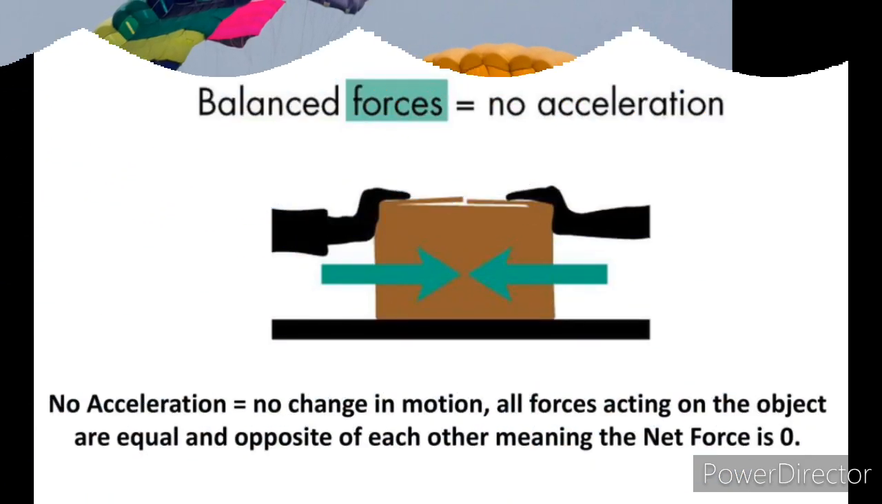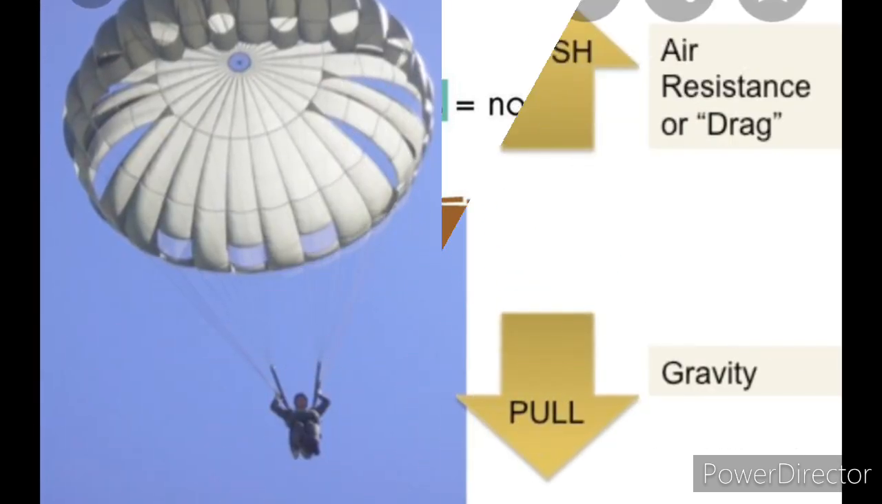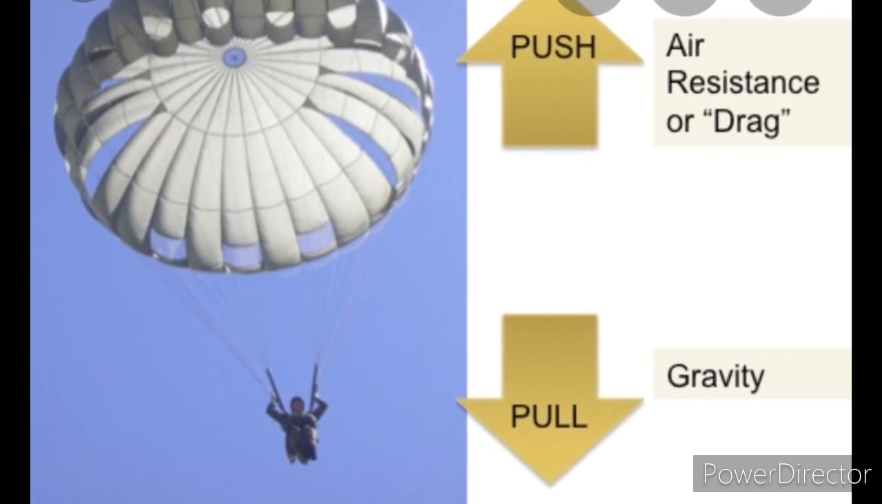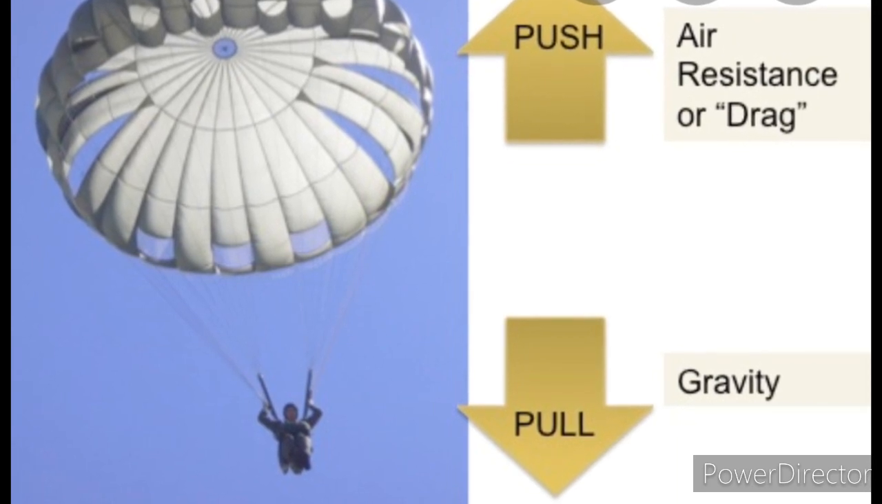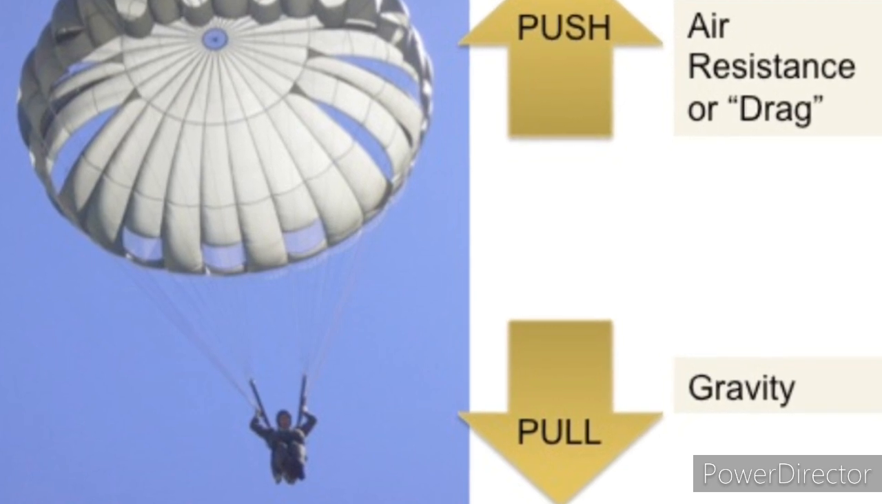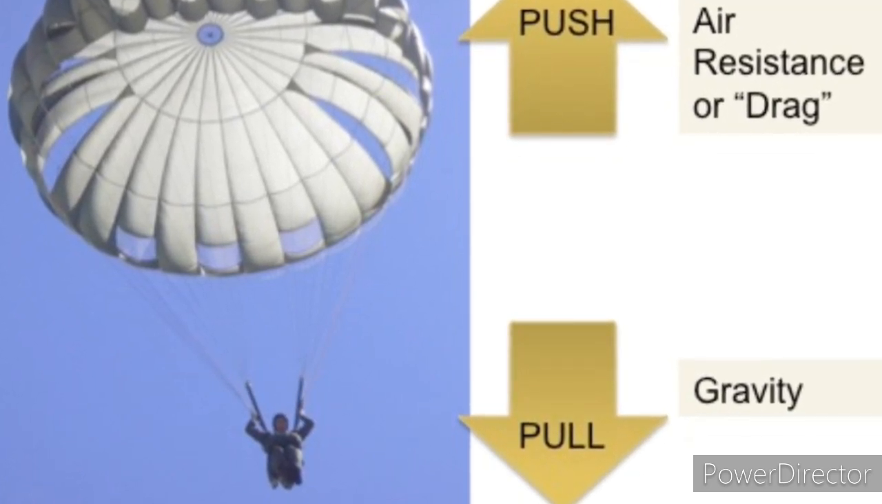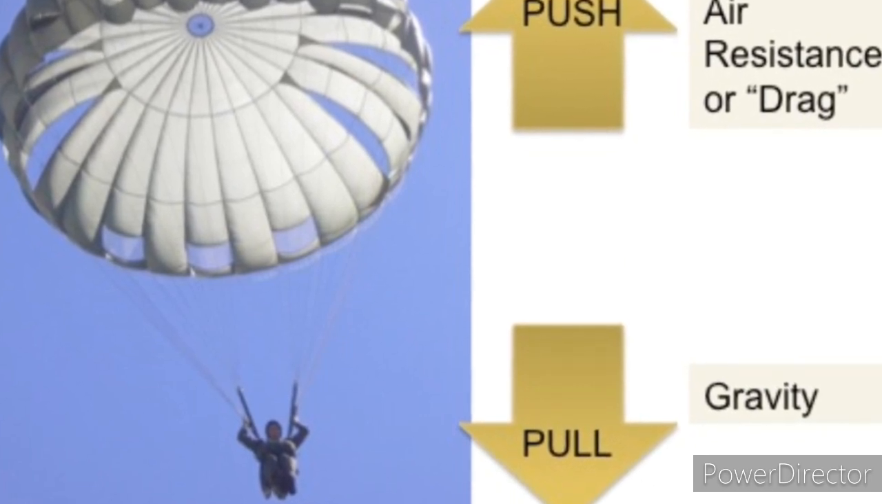Look at the diagram. Balanced force will cause no change in speed in an object. Balanced force is acting on an object in an opposite direction and does not cause a change in the speed of an object. Example, when a skydiver jumps, he is being pulled down by gravity. At the same time, air resistance is pushing the parachute up. Because the force of gravity pulling down is equal to the force of air resistance pushing up, we can say that the force is balanced.